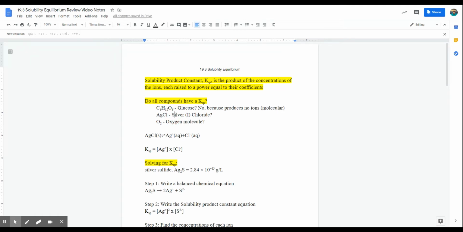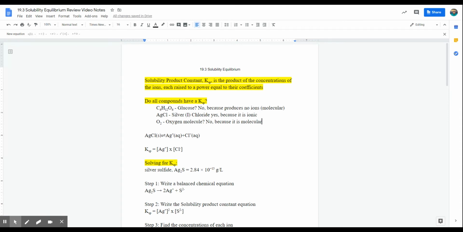And so we also have silver chloride. Silver chloride does produce ions. So the answer is yes, and it's because it is ionic, so it produces ions. And then oxygen molecule, both parts of the element, the two oxygens connected to each other, double bonded. The bond is going to be shared electrons. So that would be a no, because it is molecular.